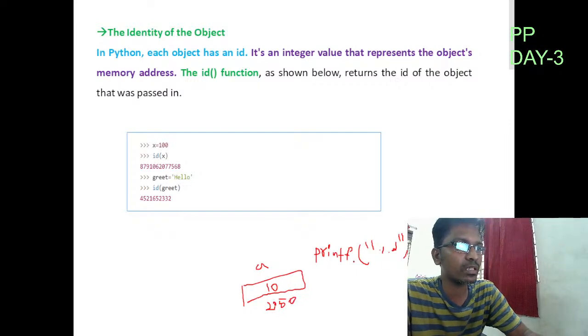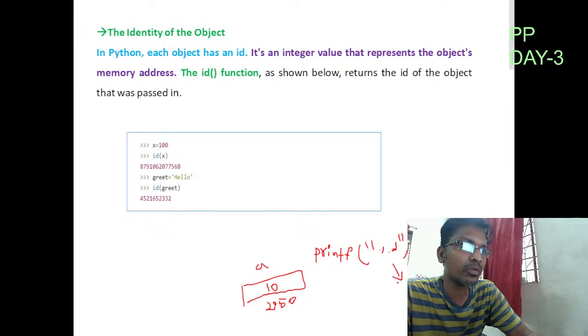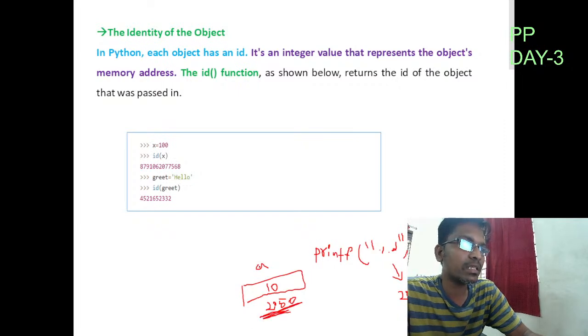So in C programming, if you want to print the memory address of the variable, you have to use the address operator followed by the variable name. Then it will produce the output 2050. So instead of printing the value of the variable, it will print the address location where the variable's value is stored in memory, which is what we do in C programming.